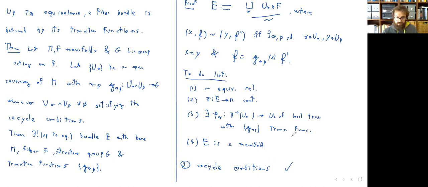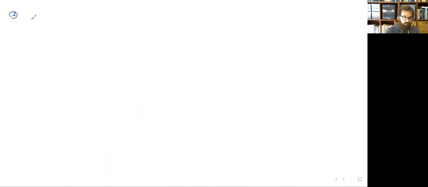Then, for number two, we have to show that there exists this pi. Yeah, we have to define this pi. So we define it, pi of the equivalence class [X, f] is X, and this is well defined, because any other thing which is equivalent to the pair (X, f) has the same X. It is well defined, and of course it is also continuous. We change X a bit, and pi changes correspondingly.